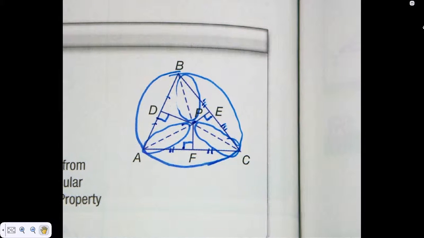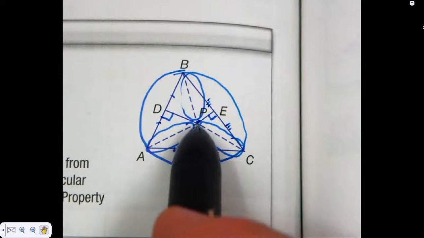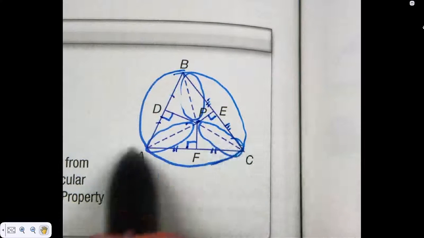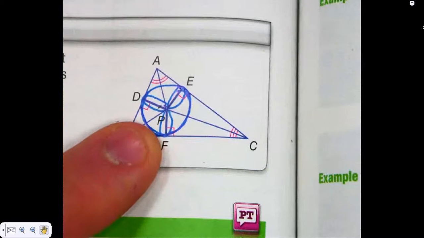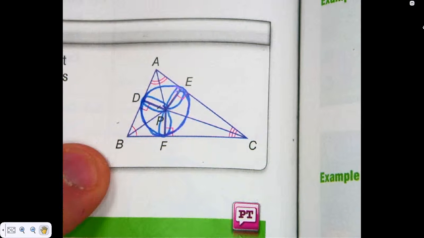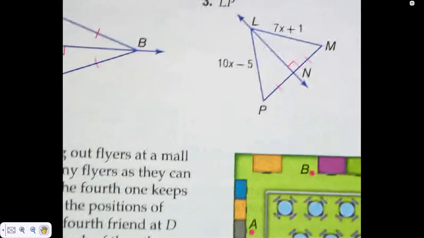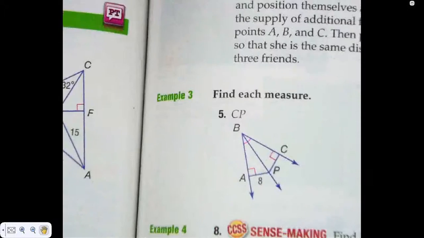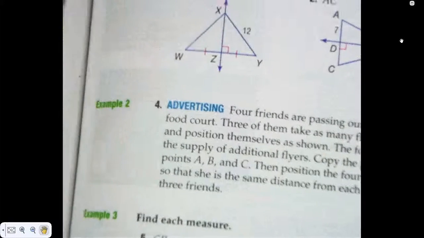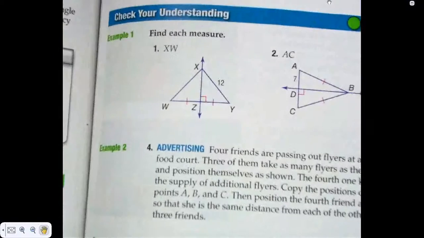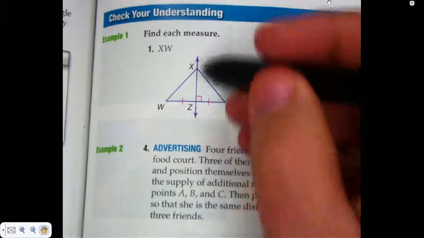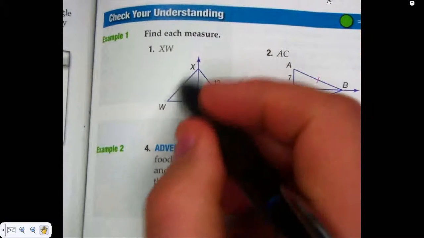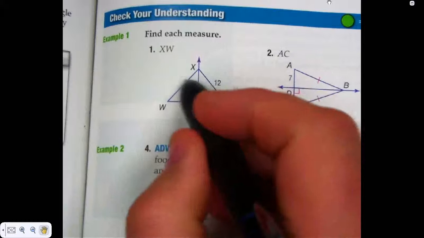But the main thing to remember is that when the perpendicular bisectors meet, they're equidistant from the vertexes. When the angle bisectors meet, they're equidistant from the sides. So when you're doing problems, if you look at number 1, 2, and 3, they want you to recognize that if this is an angle bisector, if that's congruent to that, what does this have to be? 12. If this is 12, what's this one? 12.